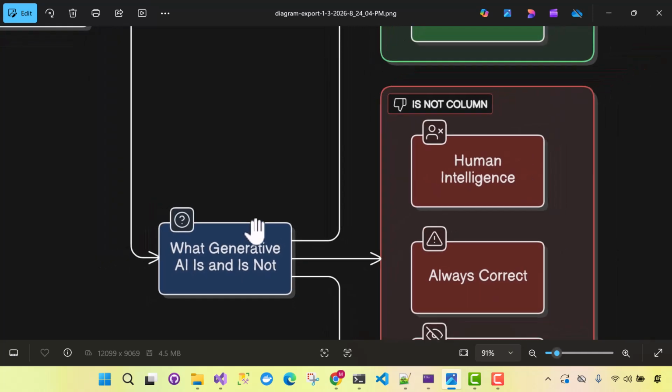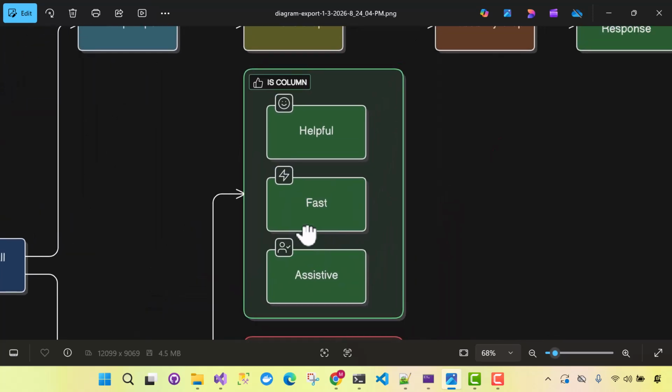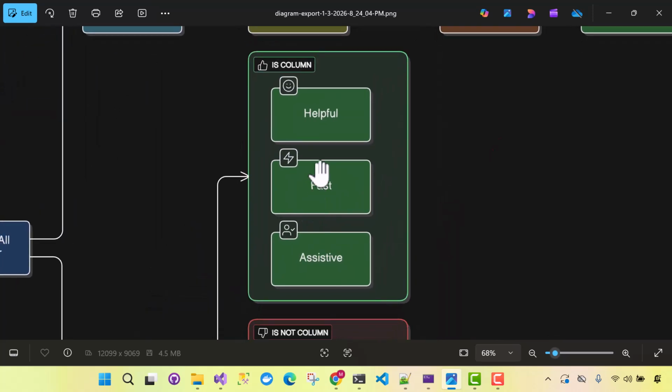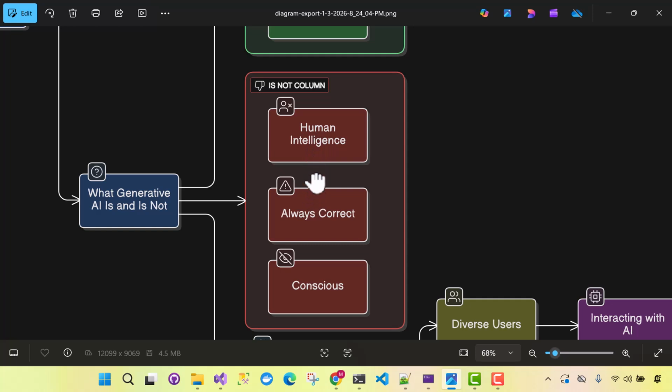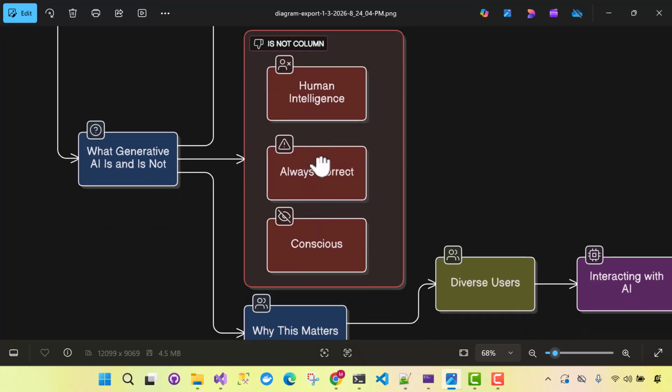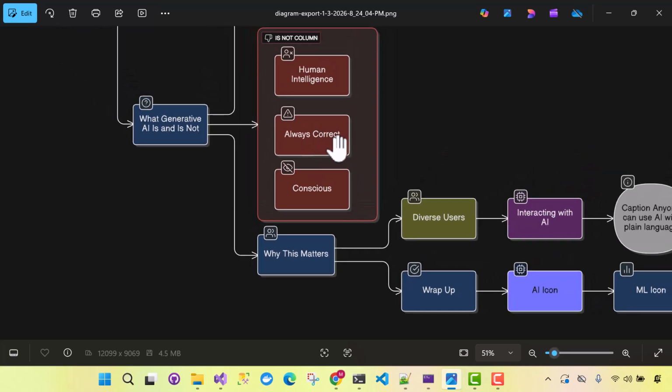So what is generative AI and what is it not? Generative AI assists humans, accelerates content creation, and lowers the barrier to entry. But remember, it does not truly understand meaning, know facts inherently, or think like a human. But humans stay in the loop.